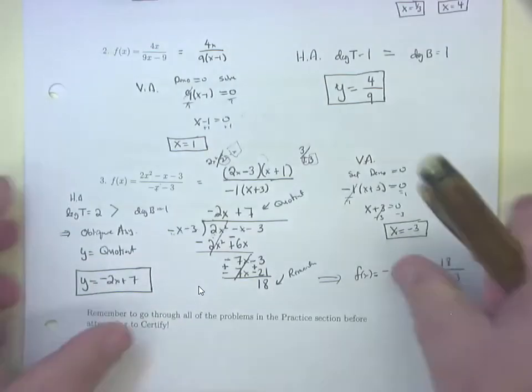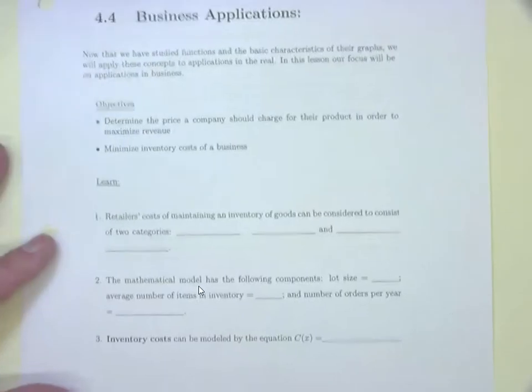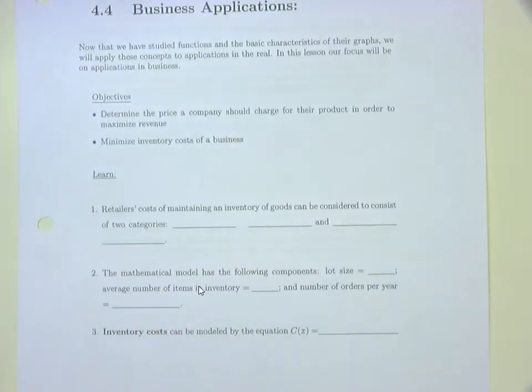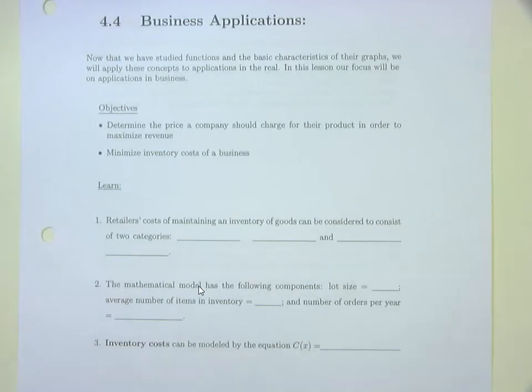Now, the last section on 4.4 is pretty much business applications. And they're going to have one major equation here, one major formula. Now, remember, your goal is to maximize and minimize. This is our idea of calculus. And to maximize or minimize, what do we do? Take the derivative, set it equal to 0, and solve. This is how you get your critical values, and then you go analyze those critical values, okay?